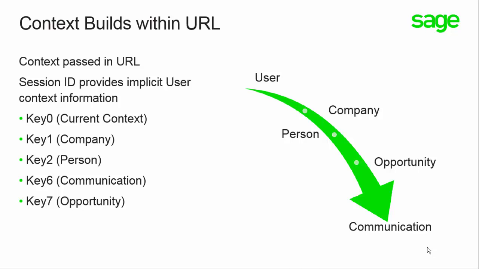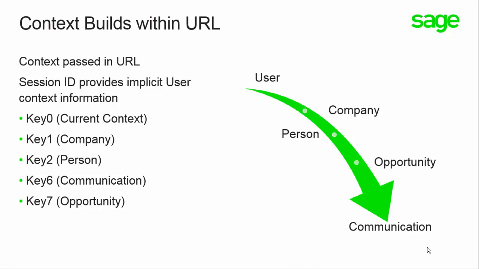So if we're on a person's summary screen, we'll be in the context of the user because we know who's logged on. We'll also be looking at the company and the person, because when we're looking at a person, that person belongs to a company, so we have that parental information in the context as well.